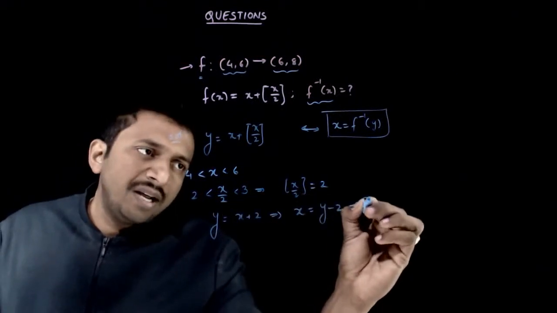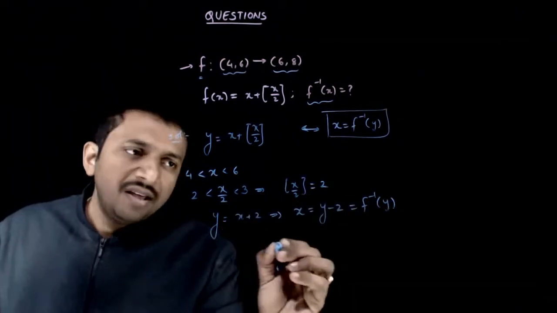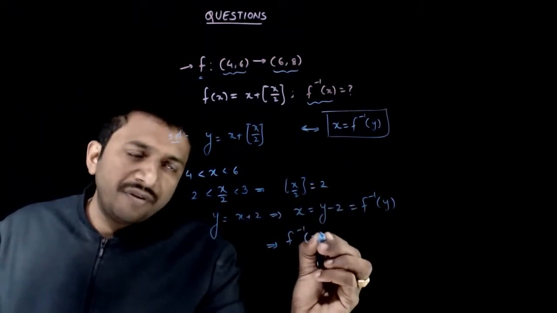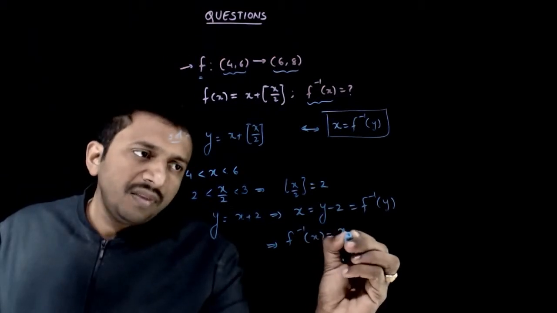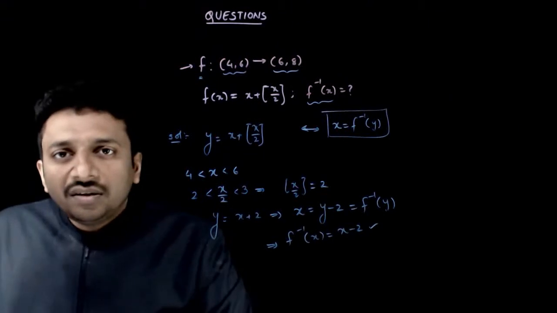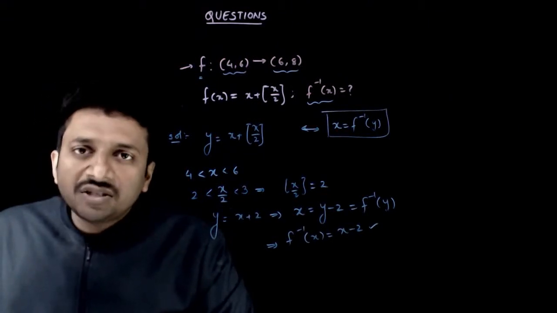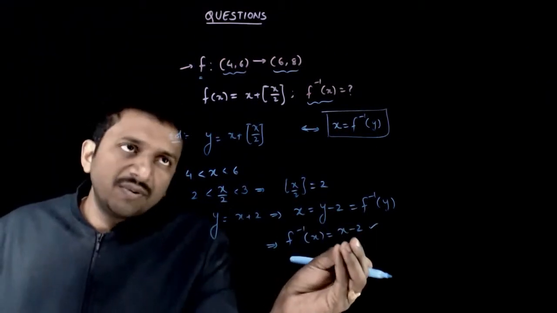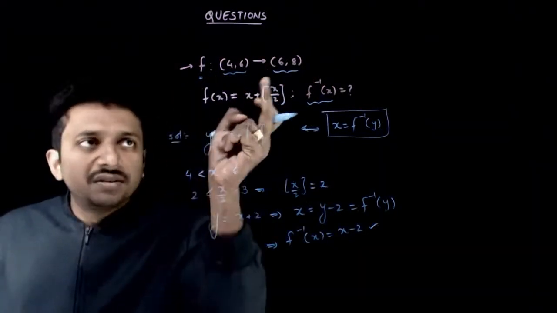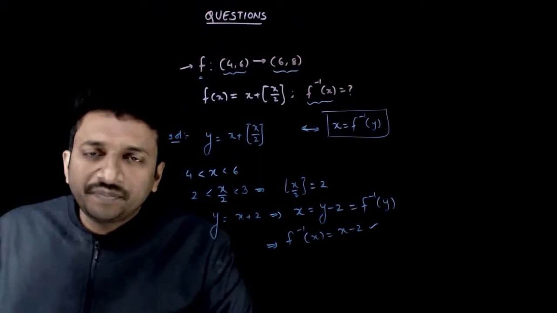And this is nothing but f inverse of y, and f inverse of y is y minus 2. So f inverse of x is x minus 2. This will be the definition of the inverse function. And obviously this will be defined from 6, 8 to 4, 6. This will be defined from b to b.